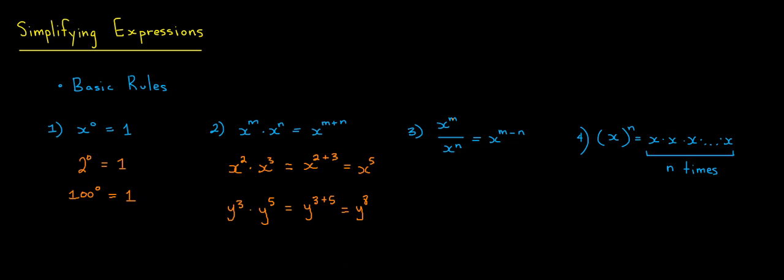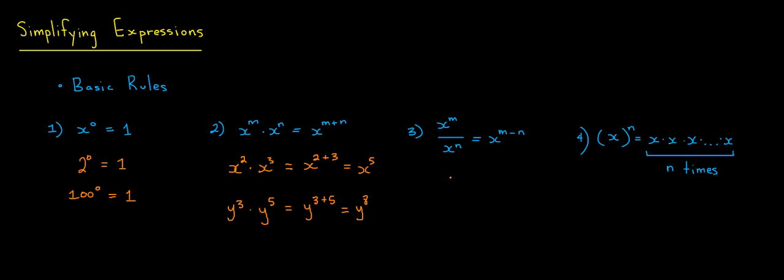Number 3, moving on, if we're dividing something with the same base, so x to the m over x to the n, what we can simply do is subtract the powers. Notice with multiplication we're adding the exponents. When we divide, we're subtracting the powers. Now this only works if they're the same base. So I'll give you two examples in just a bit.